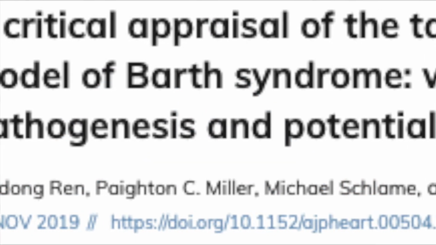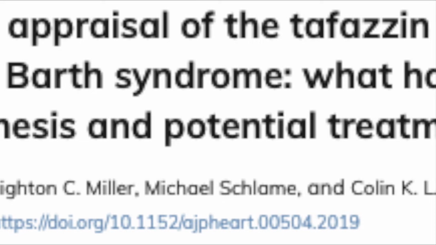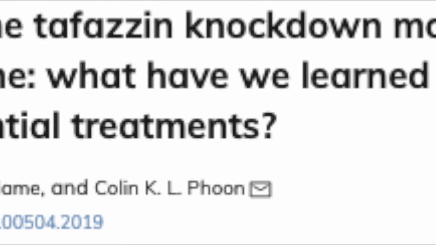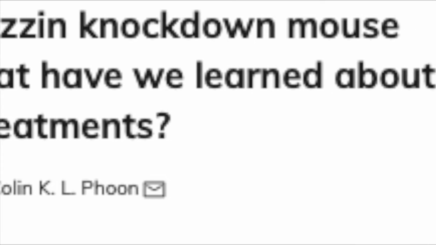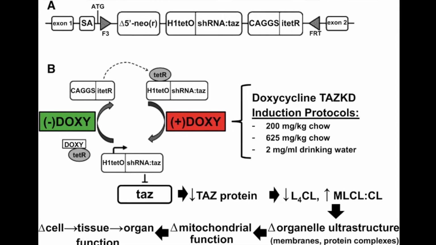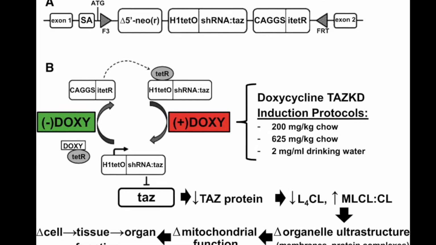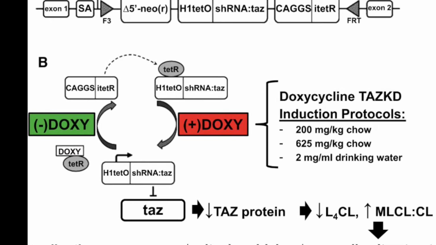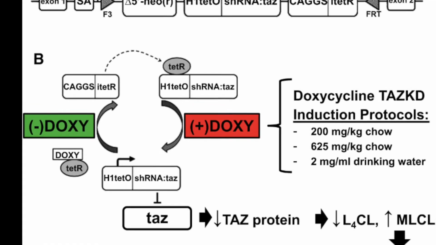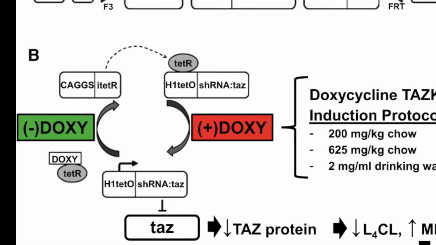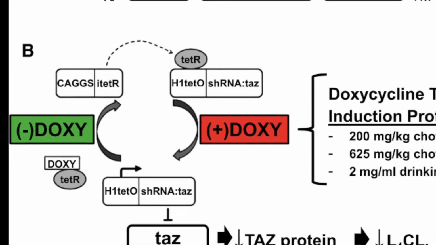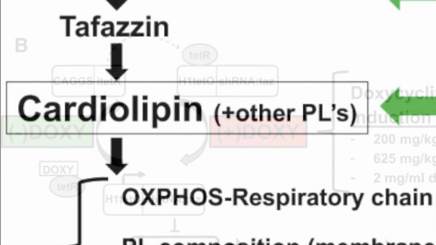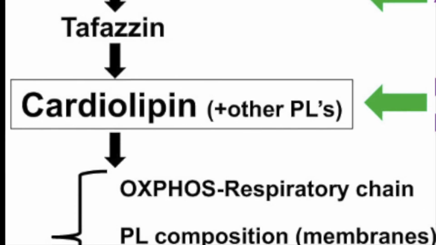Chen et al. review the role of tafazzin in a mouse model of Barth syndrome. Barth syndrome is a mitochondrial disorder caused by tafazzin mutations that lead to abnormal cardiolipin profiles. Patients are afflicted by cardiomyopathy, skeletal myopathy, neutropenia, and growth delay. A mouse model of Barth syndrome was developed a decade ago, which relies on a doxycycline-inducible short hairpin RNA to knock down expression of tafazzin mRNA.